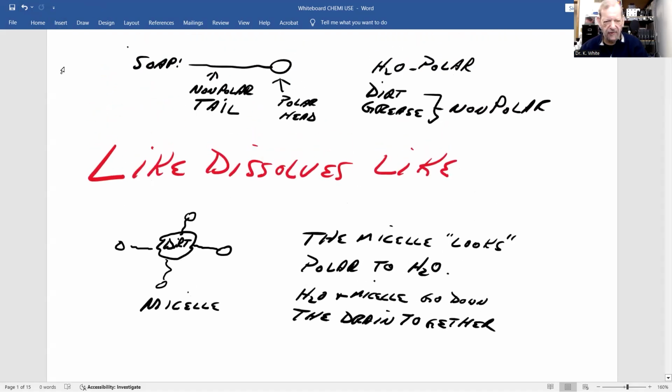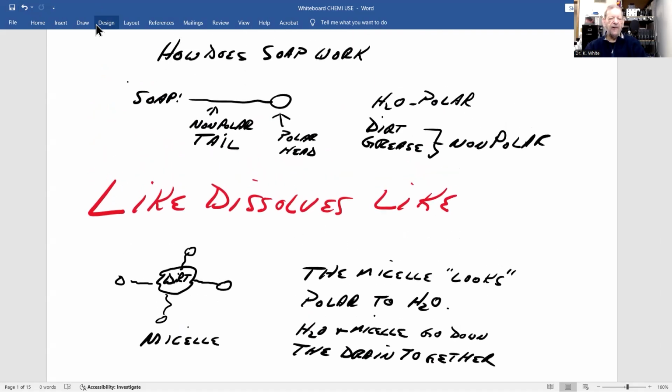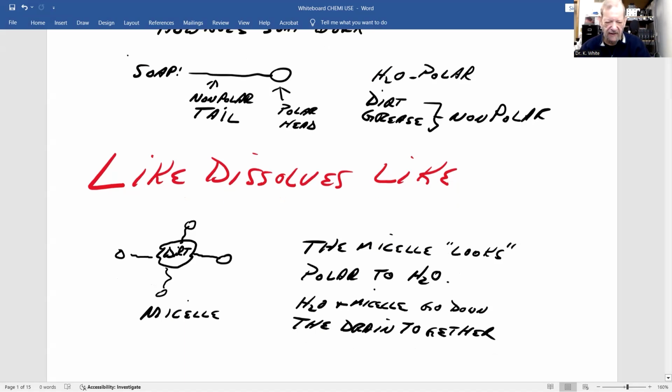And that's how soap works. To clean something, how does soap work? You should know that soap has a non-polar tail, polar head. Water is polar, dirt and grease are non-polar. The most important thing of how soap works is the rule of thumb. See, it's on this thumb. No, it's actually on this one. But anyways, like dissolves like. That means things that are polar are soluble in polar things. Things that are non-polar are soluble in non-polar. You mix two together, they're not. And you saw that in one of the labs you did.